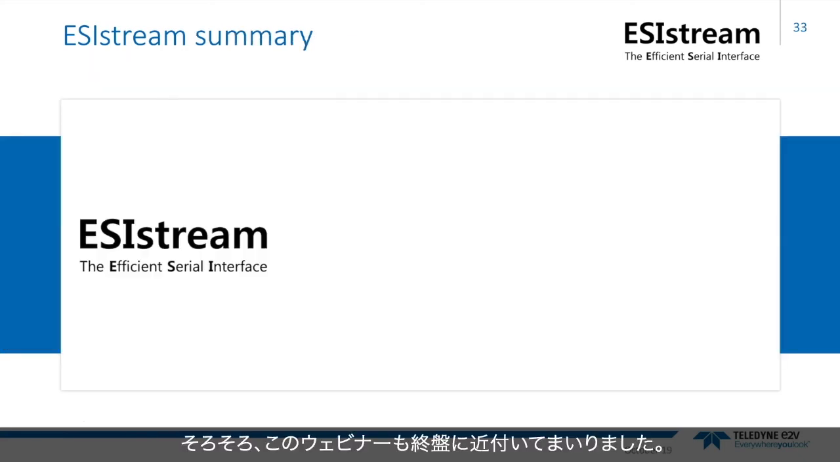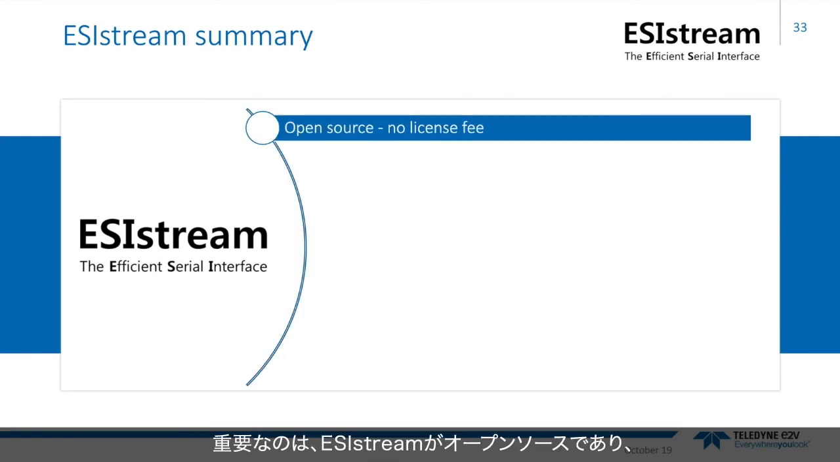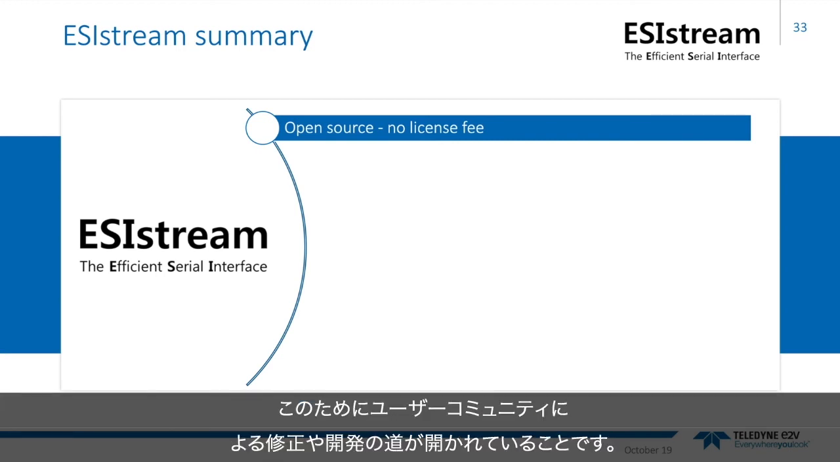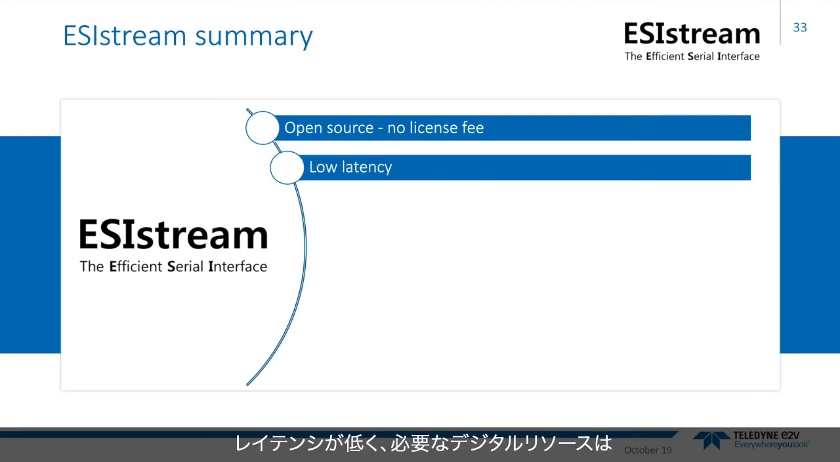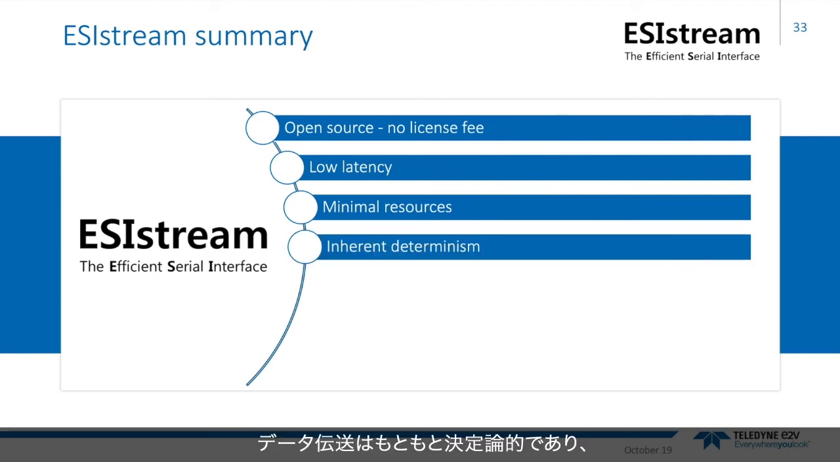So we're almost at the end of this webinar. Before closing, I'd like to run through the key points we've covered today and to remind you of the value open source ESIstream brings to serial data transmission. Most importantly, ESIstream is open source, and as such it's open to specific modifications and developments by the user community. It features low latency and requires minimal digital resources, giving typically a 2 times benefit when compared to similar JESD204 implementations. Data transmission is inherently deterministic, and as stated previously, this is a huge benefit for customers who have to worry about the phase relationships of the signals they work with.